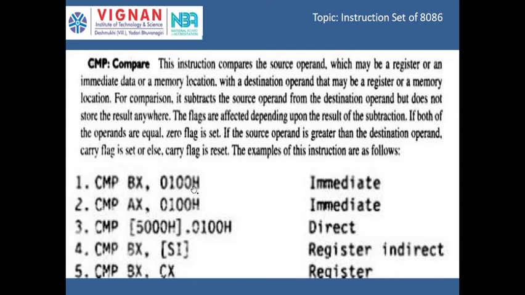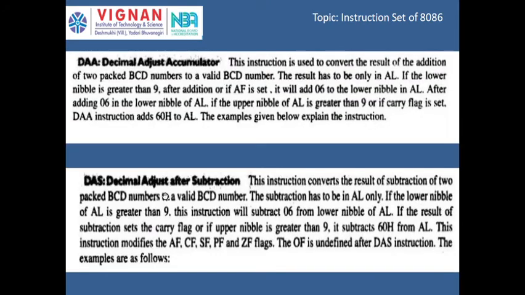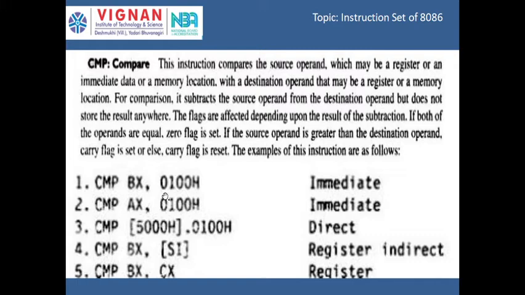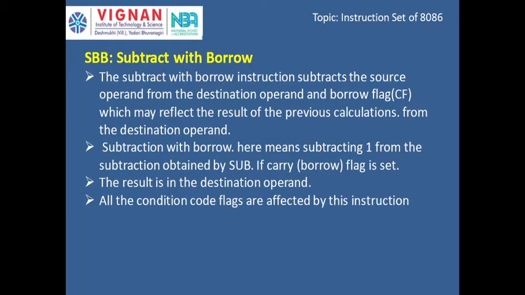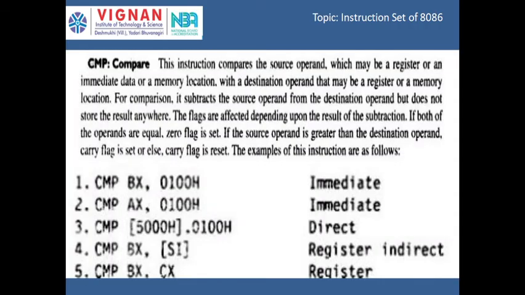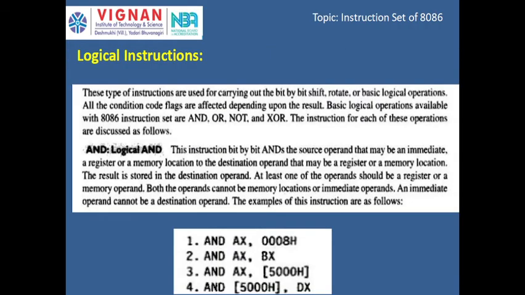If the source operand is greater than the destination operand, the carry flag is set. Otherwise, the carry flag is reset. If the carry flag content is 1, then we can say that the source operand content is more than the destination operand content. So first I would like to discuss these instructions with some examples, and after that we will go for some other instructions.